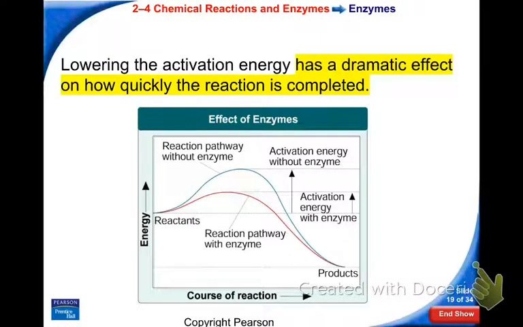Okay, so with a reaction that uses an enzyme, look at how much lower the activation energy is. Look at the red line. The red line, it happens much more easily. The activation energy without the enzyme is much greater, and so the chemical equation would take a lot longer.